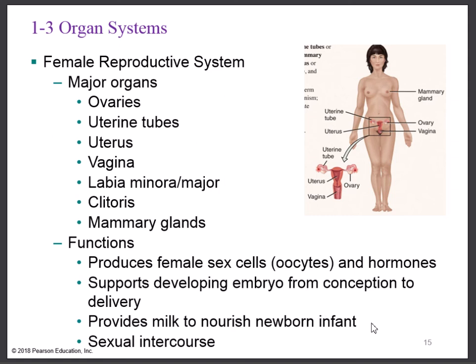Once the baby's born, the mammary glands are obviously going to nourish the newborn infant. And again, just like the male reproductive system, the female reproductive system is designed so that sexual intercourse can take place for procreation. All right, so those are our 11 organ systems.